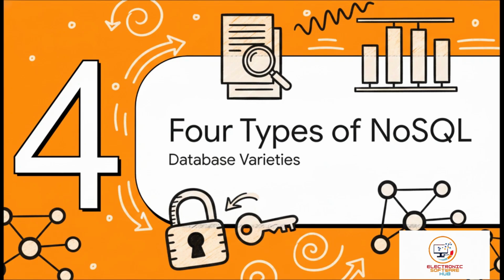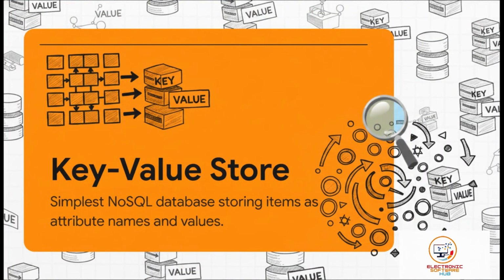Let's look at the actual varieties. Let's do a rapid-fire breakdown of the 4 main types, starting with the key/value store. This is, without a doubt, the simplest NoSQL database out there. It stores data with zero schema, acting like a giant, super-fast associative array. Every single item is literally just a key tied directly to its value. And because it strips away all the complex overhead, it gives you incredibly efficient access times.